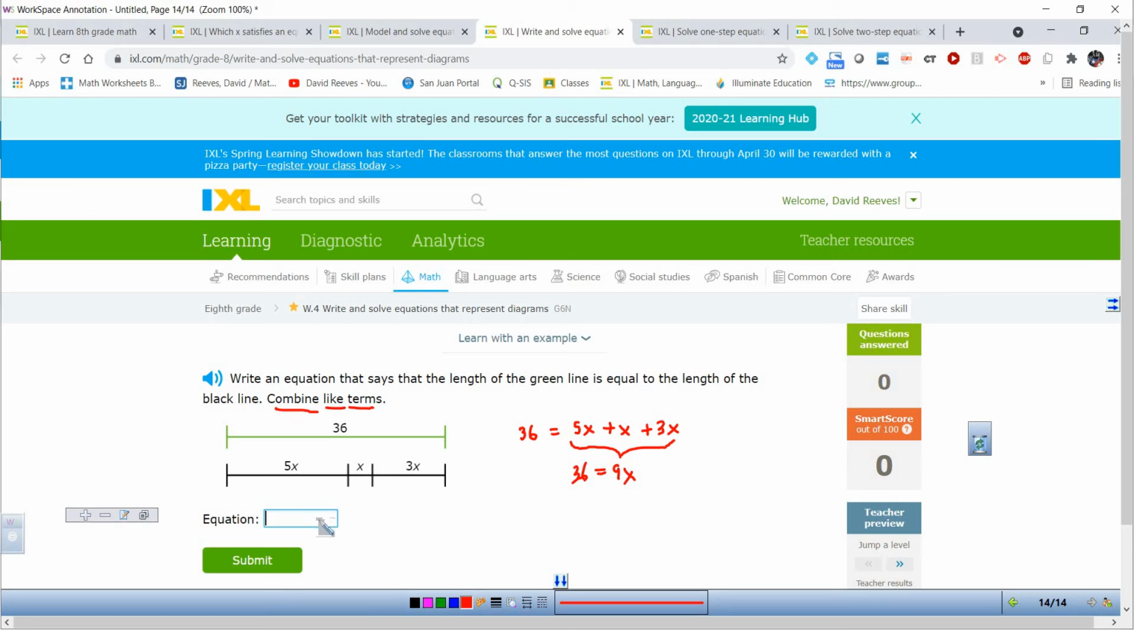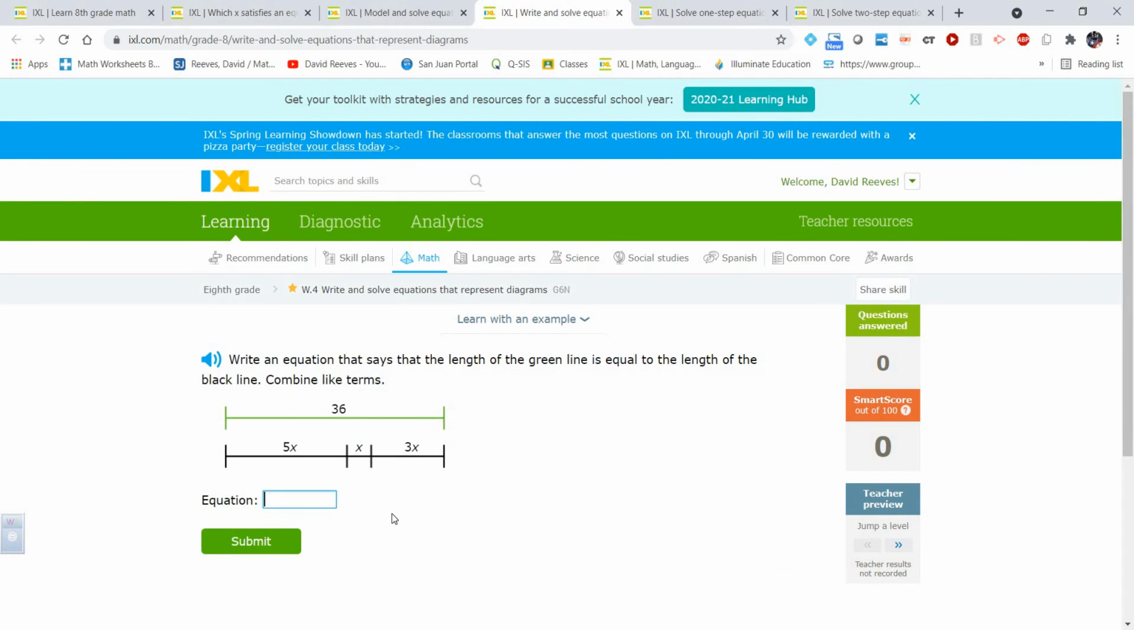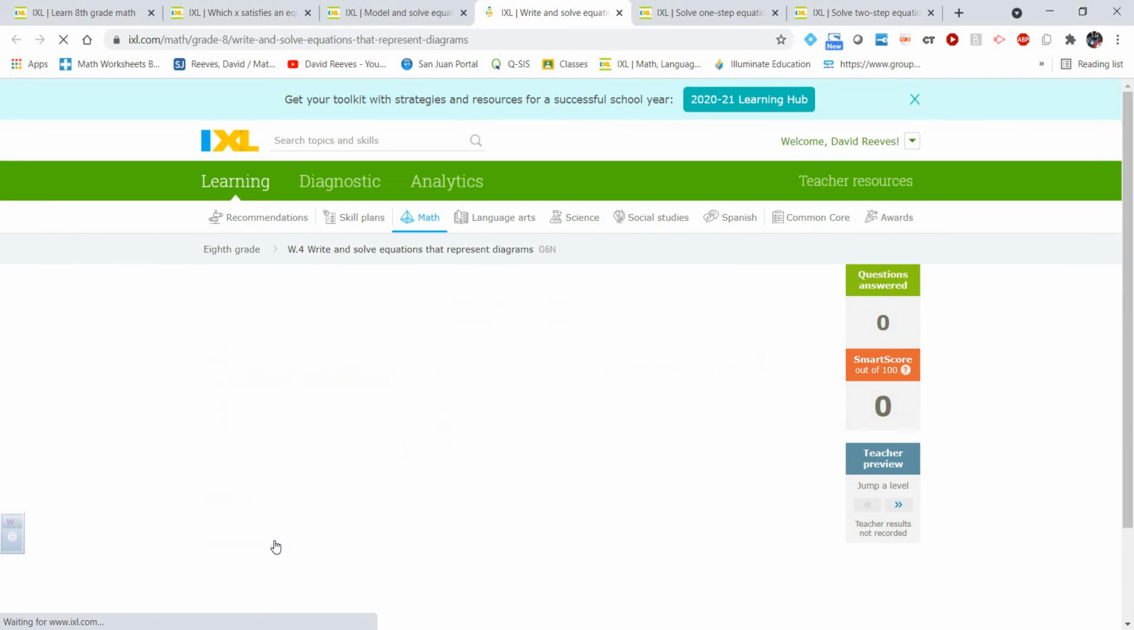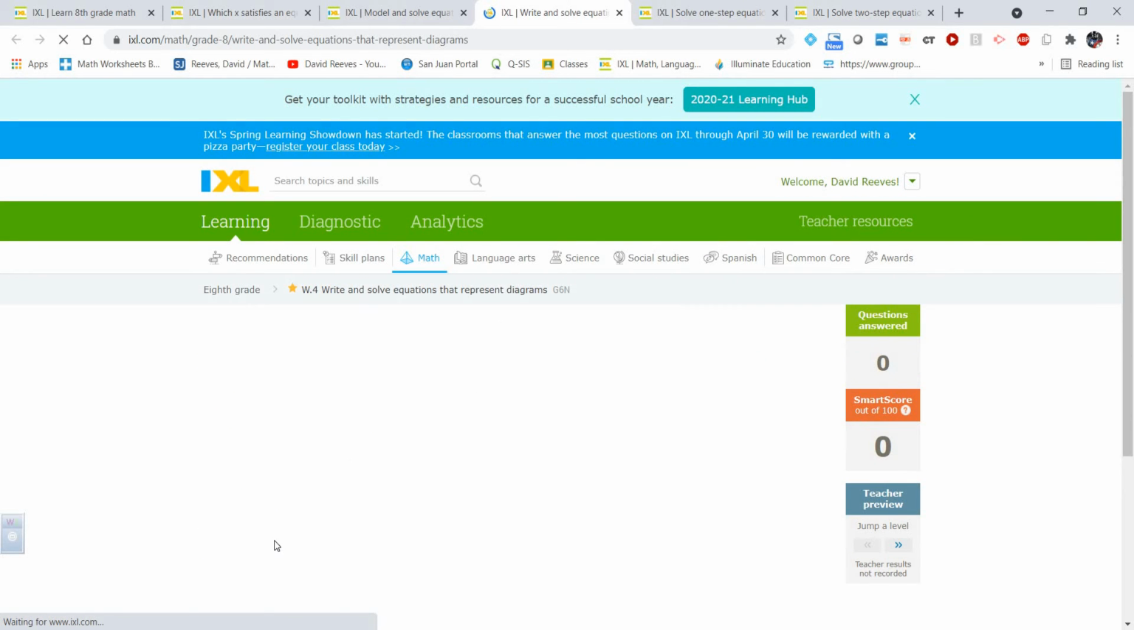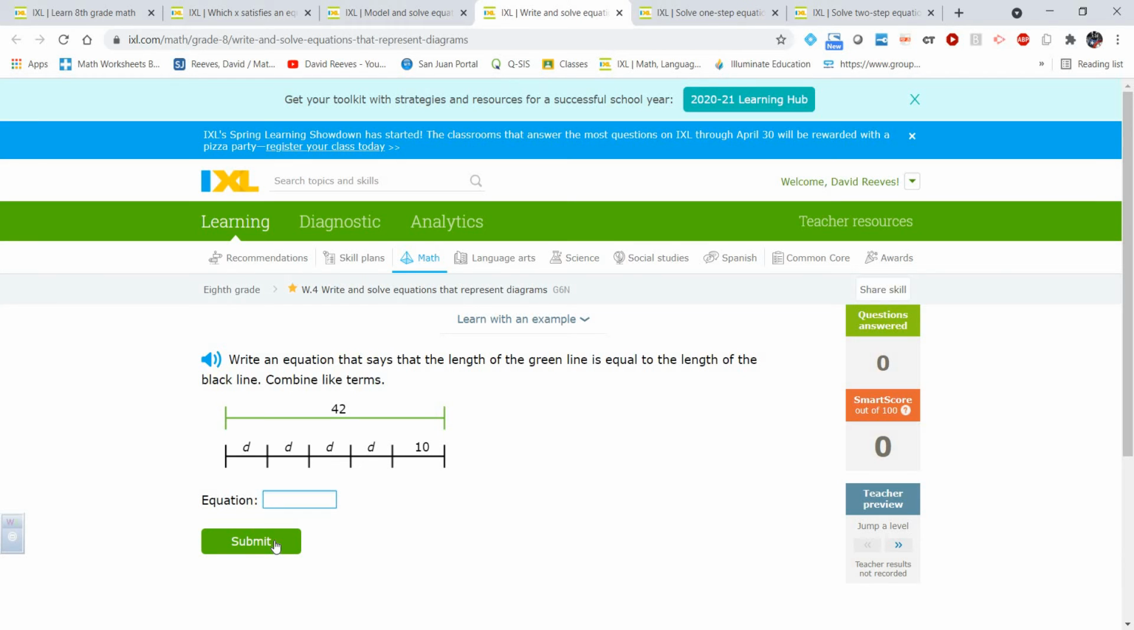Oh, it didn't type. Let's try this again. All right, sorry guys. 36 is equal to 9x. We're going to go ahead and put that in. And, wow, internet's being slow. Okay, it says 0 points. All right, let me try that again. I'm not sure what happened.